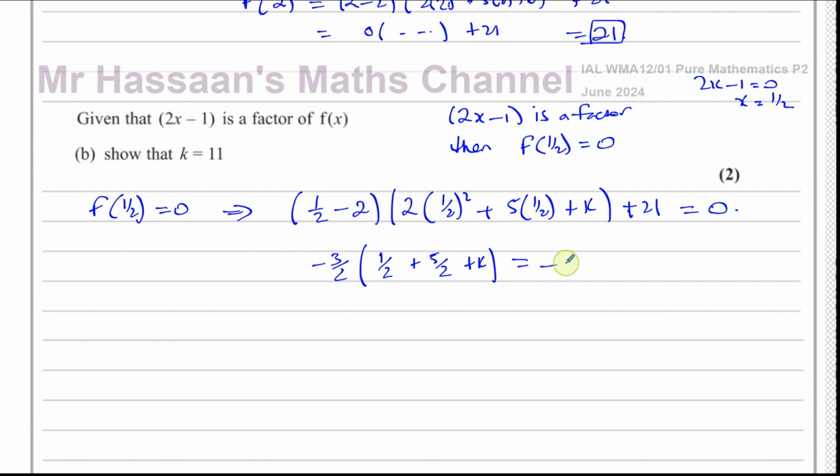What I'll do is I'll just say equals negative 21, just getting it ready to solve. So this is going to give you minus 3 over 2 times, that's half plus 1 over 2 plus 5, that's 6 over, that's 3 plus k equals negative 21. Let's get rid of this. Multiply both sides by 2 and divide by 3. The minuses cancel out because you're going to divide by minus 1 on both sides.